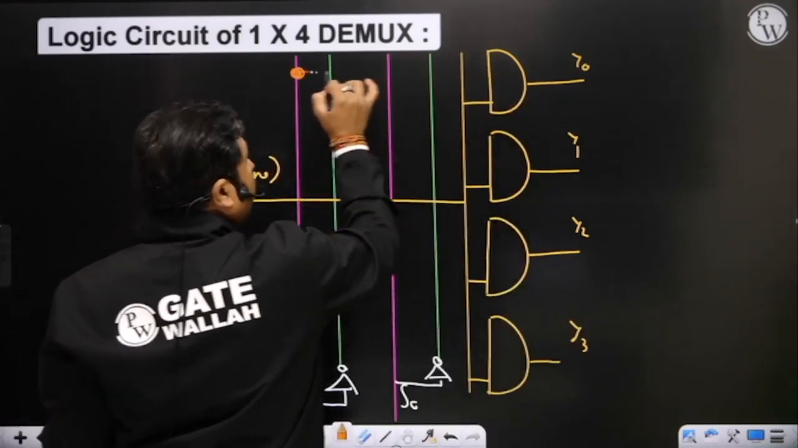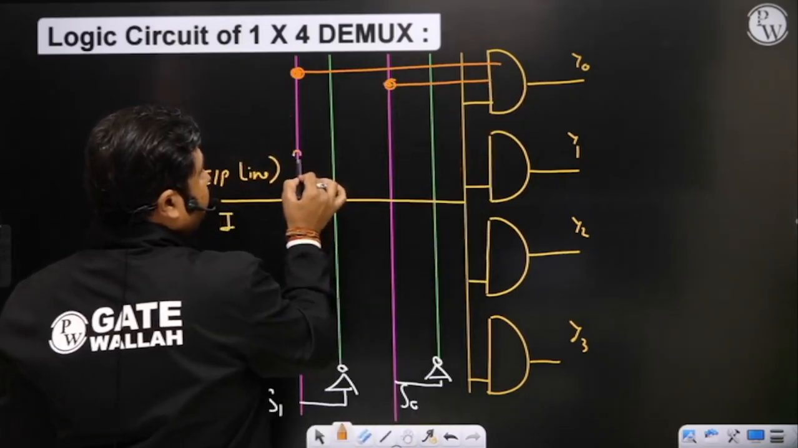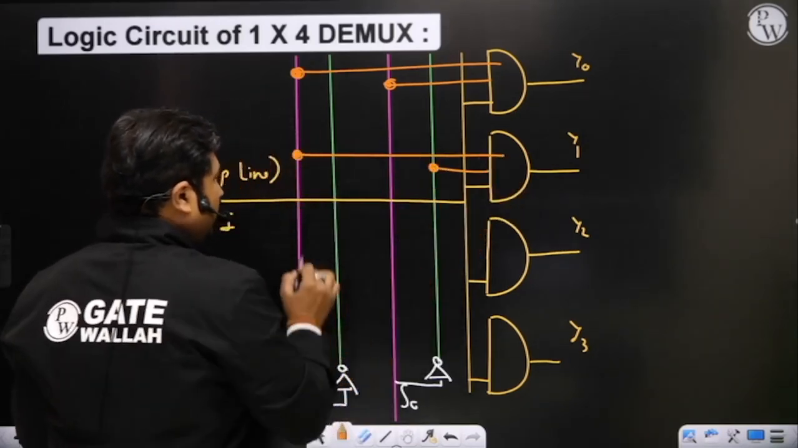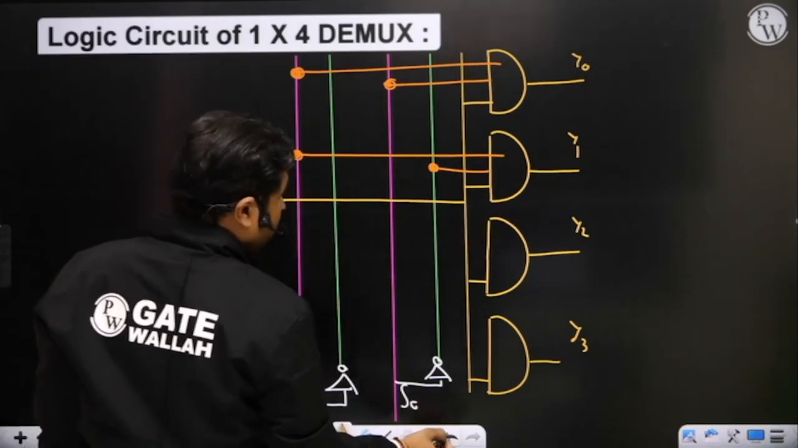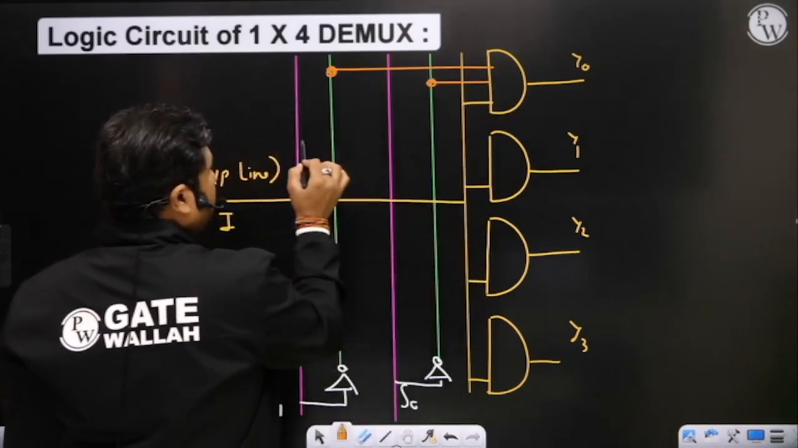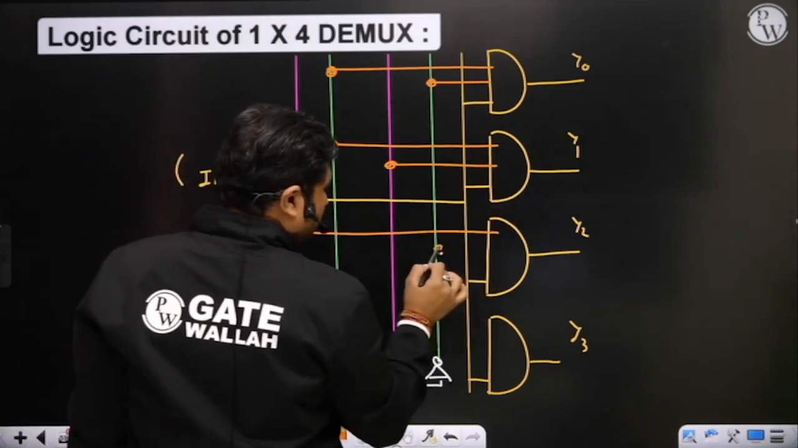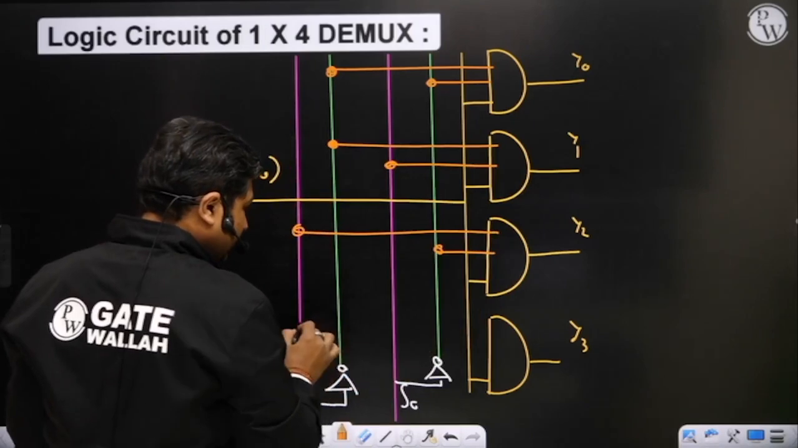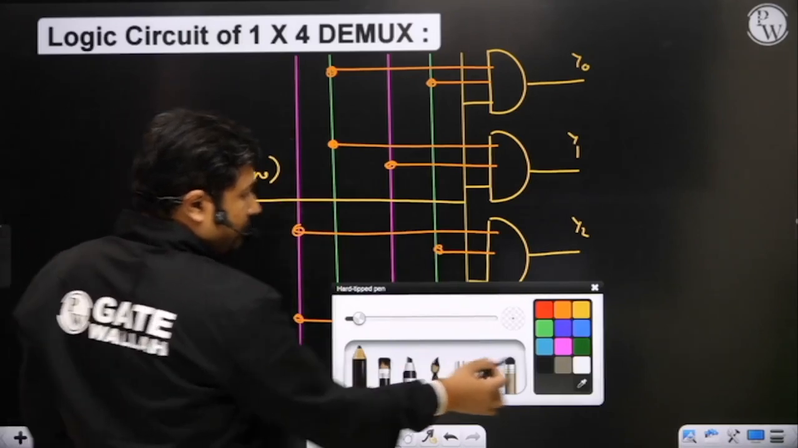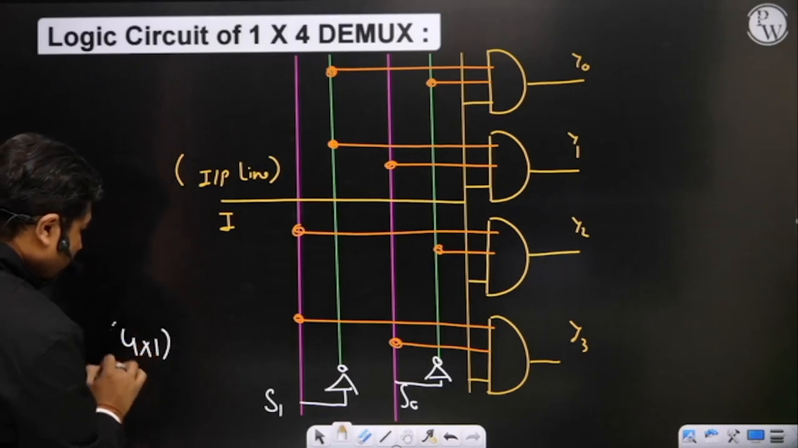So S1 complement, S0 complement, Y0. S1 complement, S0, I have made a mistake. S1 complement, S0 complement, Y0; S1 complement, S0, Y1; S1, S0 complement, Y2; and S1, S0, Y3. So this is your 1 cross 4 decoder, 1 cross 4 demultiplexer.